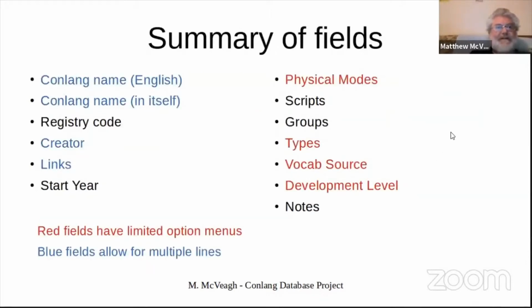Summary of the fields. So here we have the 13 fields. Now I've color coded them, so the ones with the limited option menus are in red, and the blue ones will allow for multiple lines. So in the case of the conlang name or the creator's name, if, for instance, the name has changed, you could put two different names in, or maybe different names at the same time.